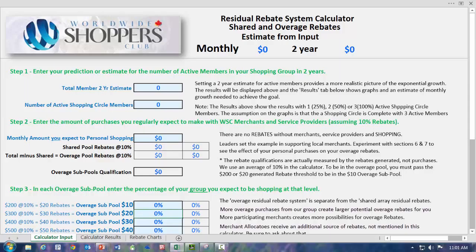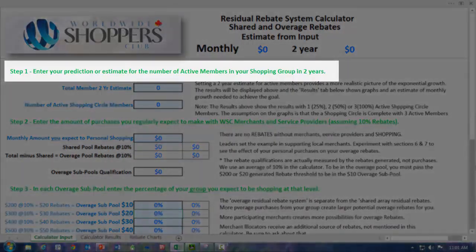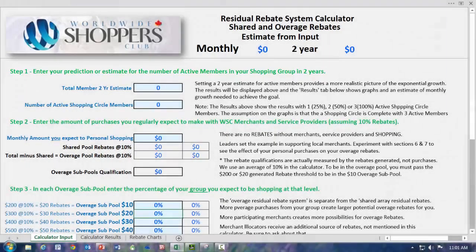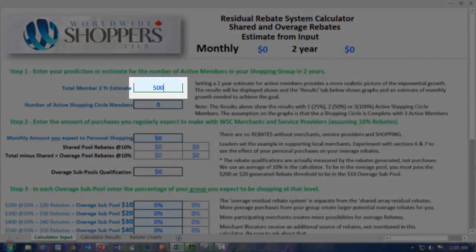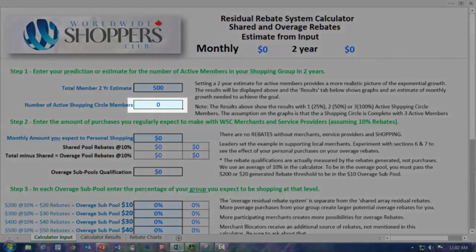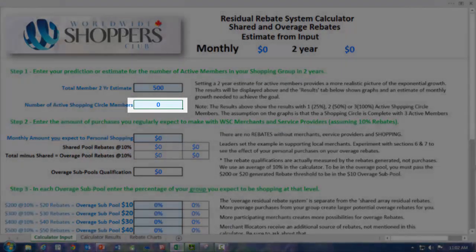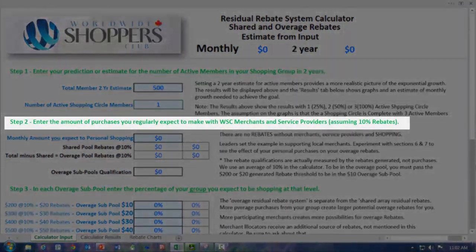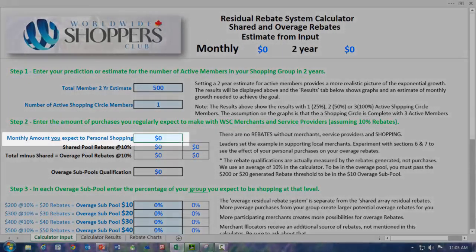So the first question I'm going to ask the hypothetical you is step 1. Enter your prediction or estimate of the number of active members in your shopping group in 2 years. And what you respond is 500. Okay, that's a good goal. Now fill in your number of active members in your shopping circle. And now just for training purposes, I'm going to put in the number 1. Next question. Enter the amount of purchases you regularly expect to make with Worldwide Shoppers Club, merchants, and service providers, assuming a 10% rebate. So right now, again, for training purposes, I'm going to put in $80.